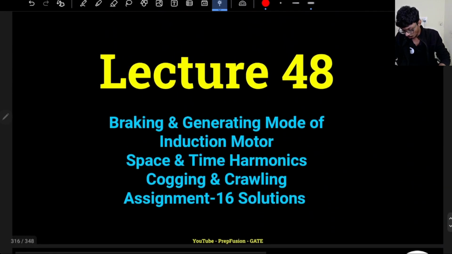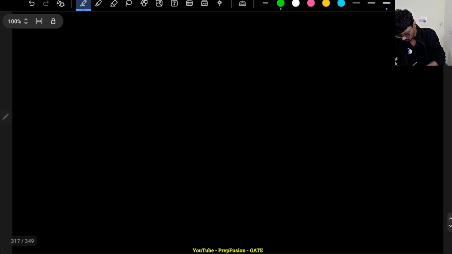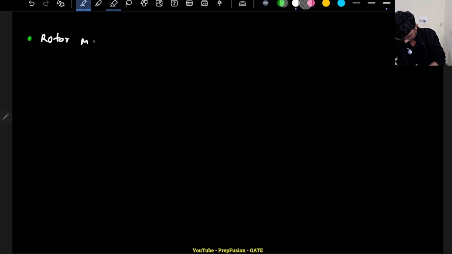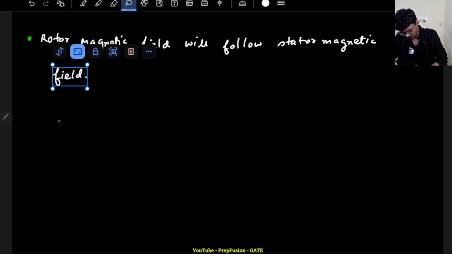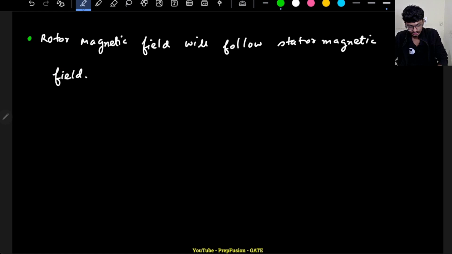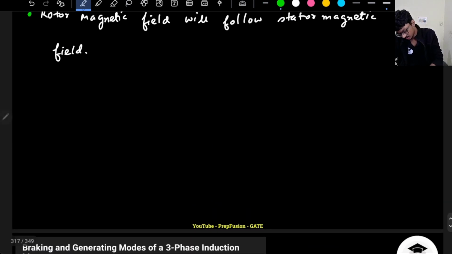So this rule of thumb you should always keep in mind in case of induction motor. The most important rule of thumb is that the rotor magnetic field will follow the stator magnetic field. Now, how will I reverse the direction of the stator magnetic field?